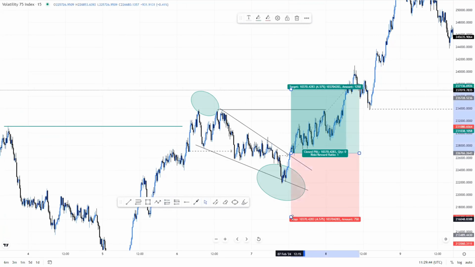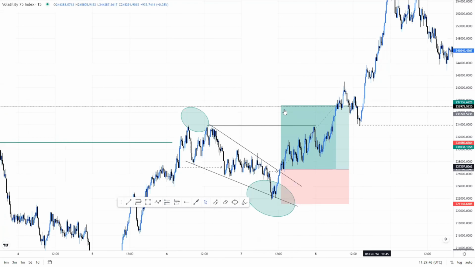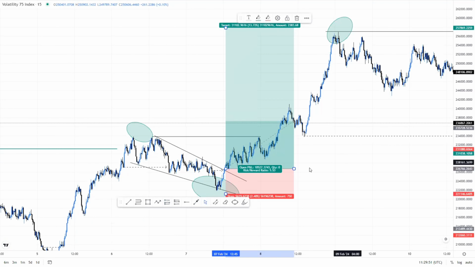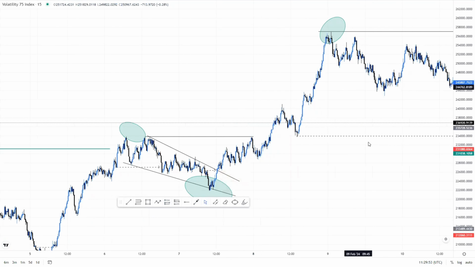Very simple, very, very simple. You're going to put your stop loss just below here. TP, same TP up there.